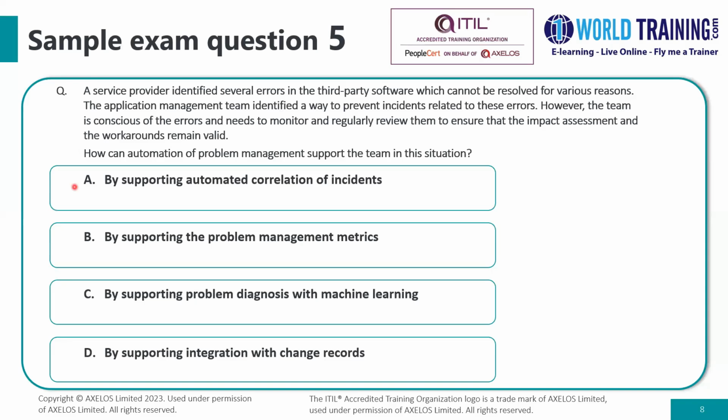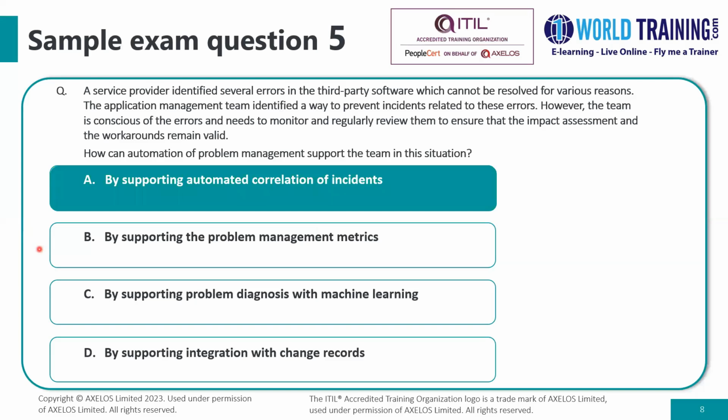Option A can be very useful because monitoring and regular review of known errors can benefit from automated monitoring and correlation of related incidents. So if a resolution has been applied and a certain type of incident is supposed to be prevented by the resolution, then incident monitoring can automatically reassign the problem for further investigation if the incidents occur. But if the incidents do not occur for an agreed period of time, then the problem can be reviewed and closed. So A would be correct.